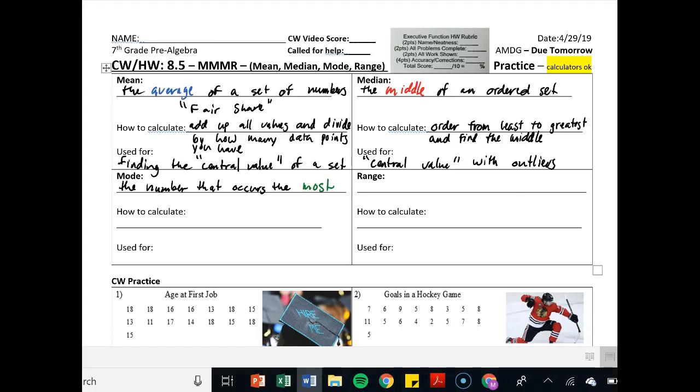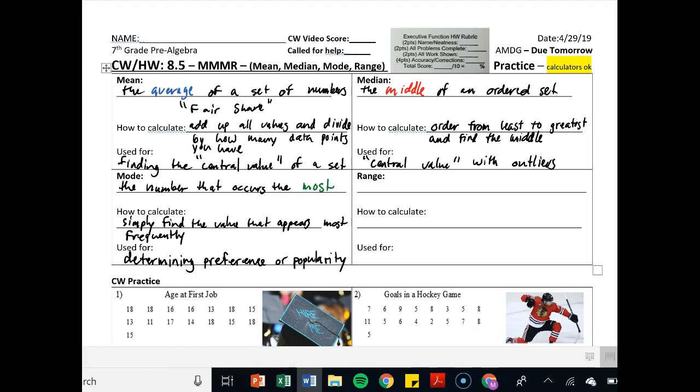Next, we have the mode. So the mode is simply the number that occurs the most in your value set. How you calculate it is you're simply going to find the value that appears most frequently, and it's usually used for determining preference or popularity, right? Like when we vote, that's a good example of the mode, right? Like it's the person that gets the most votes that ends up winning an election.